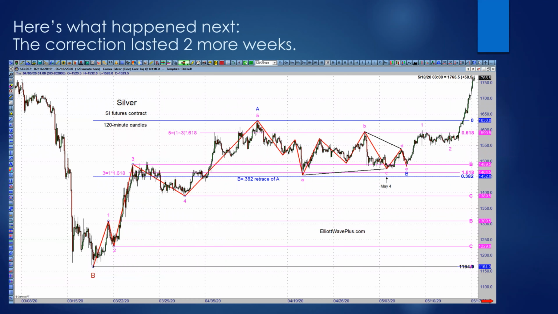Here's what really happened next. The correction in silver lasted 2 more weeks. Using Elliott wave alone, this simply could not have been predicted ahead of time with high confidence.